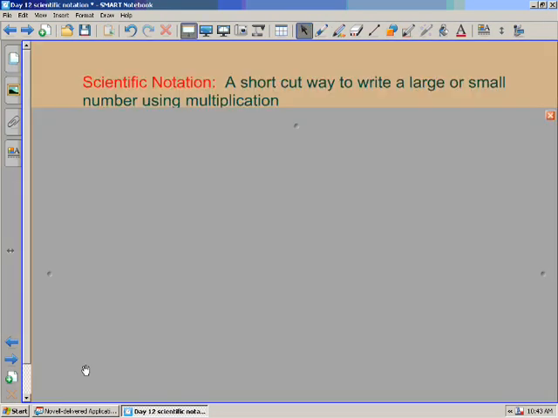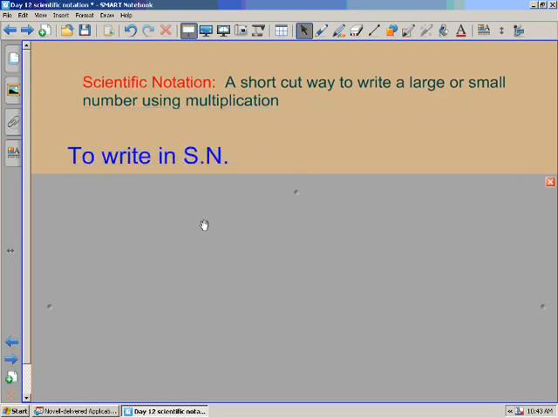As we go through the notes of this, again, you may pause the video at any time to take the time to write down the notes, and then we'll look at some examples also. So scientific notation is really just a short way to write very large numbers or very small numbers using this multiplication method by a power of 10.